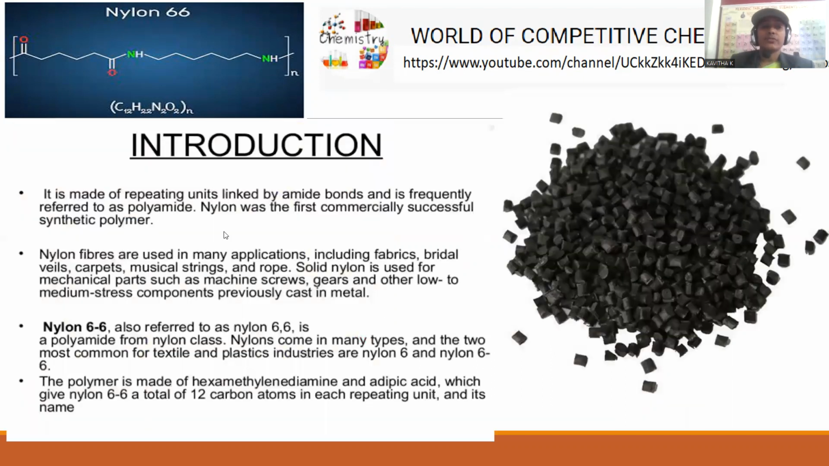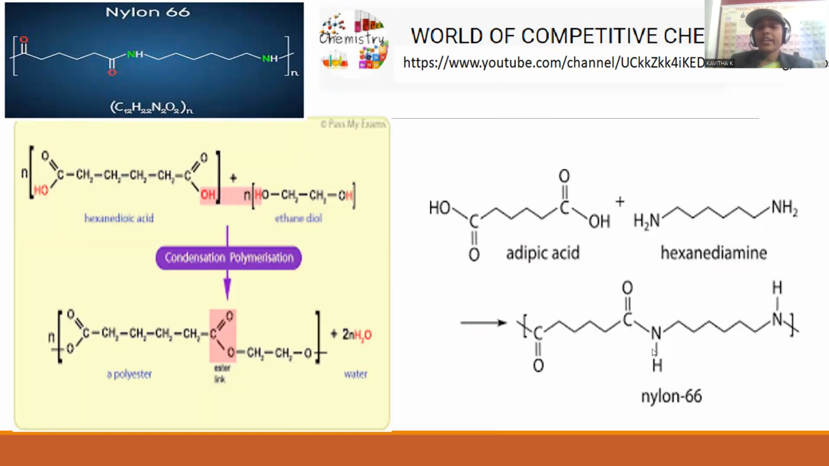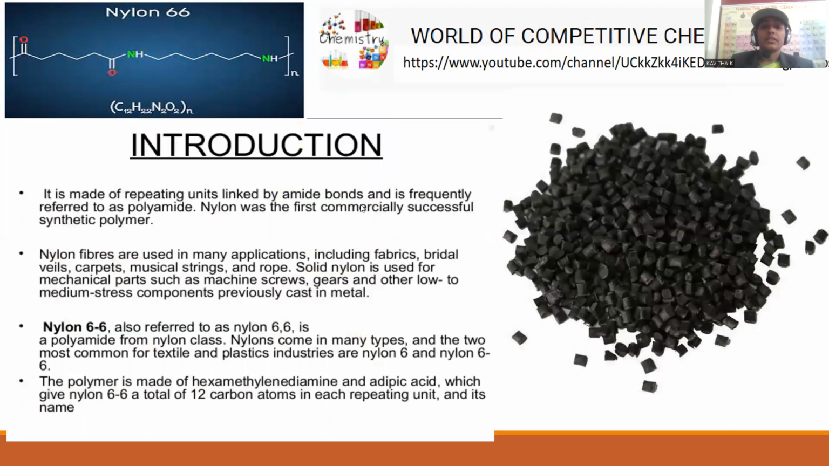Now let us see the introduction for this nylon 66. Nylon 66 is made up of repeating units linked by the amide bonds. The functional group involved in this nylon will be amide. Amide gives the C double bond O and NH functional group over here, and it is frequently referred to as a polyamide. So here, because of the repetition of these amide units, we can say it is a polyamide. Nylon was the first commercially successful synthetic polymer. So the laboratory synthesized polymer will be nylon 66. It is the first introduced synthetic polymer.